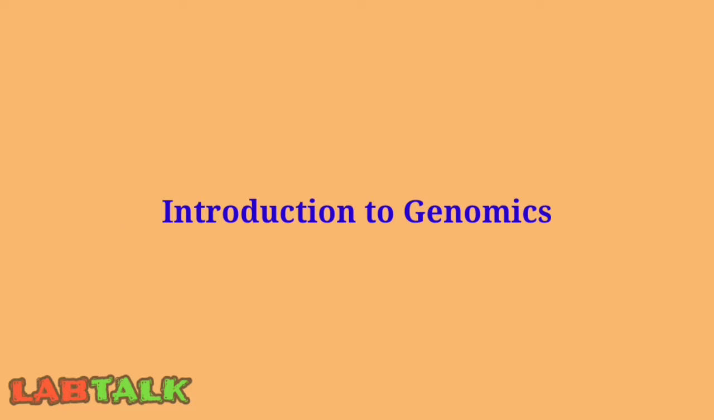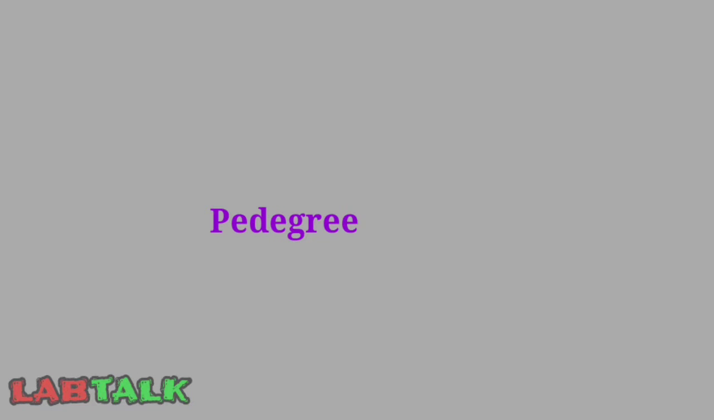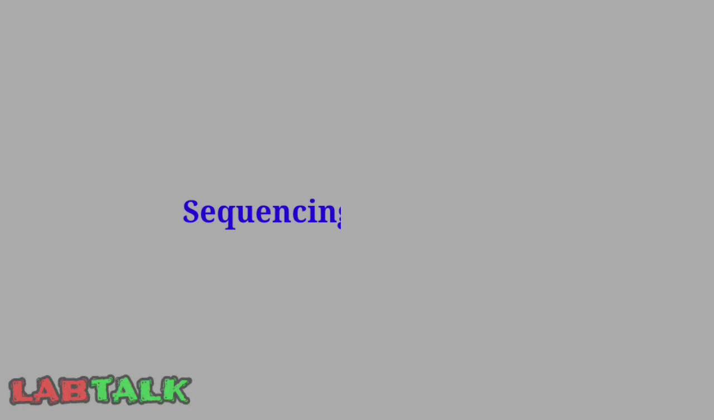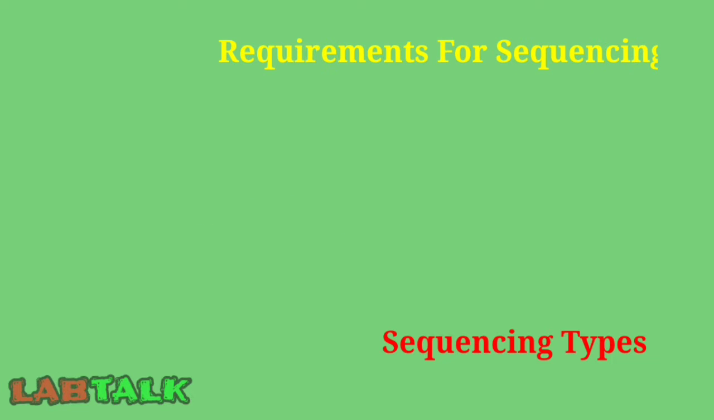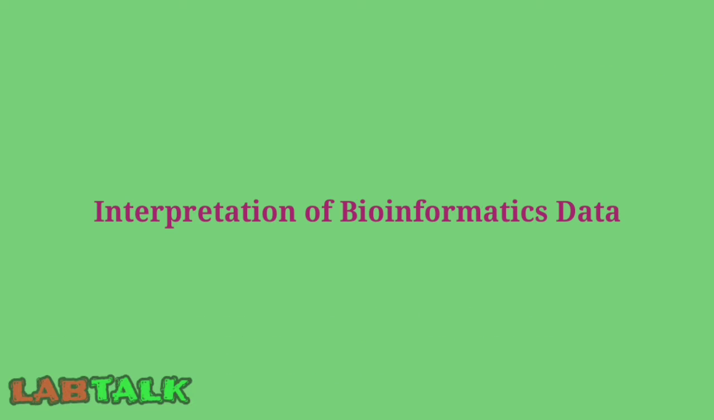Afterwards, we will see some of the theoretical topics such as inheritance, pedigree analysis, penetrance, expressivity, variations, variant, types of variant, mutations, alternative splicing. After that, we will come to some of the practical topics in which we will learn about sequencing technology, what the different sequencing technologies are, what the requirements for sequencing are, how to apply this sequencing practically in the testing of genomics, how to interpret the bioinformatics data, and numbering of the variant position.